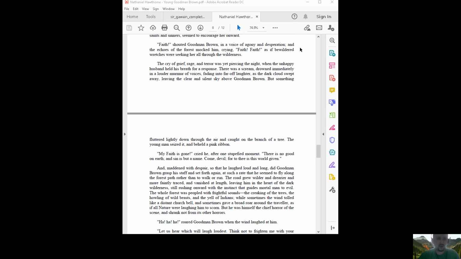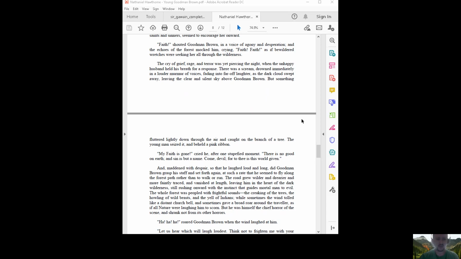"Faith!" shouted Goodman Brown in a voice of agony and desperation, and the echoes of the forest mocked him, crying, "Faith! Faith!" as if bewildered wretches were seeking her all through the wilderness. The cry of grief, rage, and terror was yet piercing the night, when the unhappy husband held his breath for a response. There was a scream, drowned immediately in a louder murmur of voices, fading into far-off laughter as the dark clouds swept away, leaving the clear and silent sky above Goodman Brown.